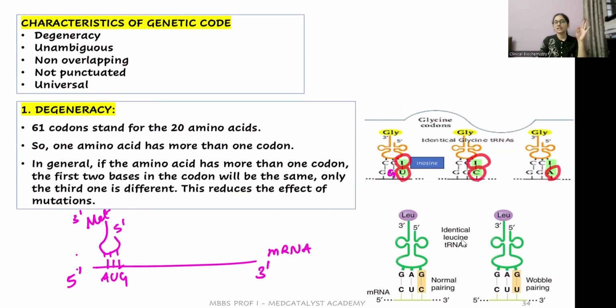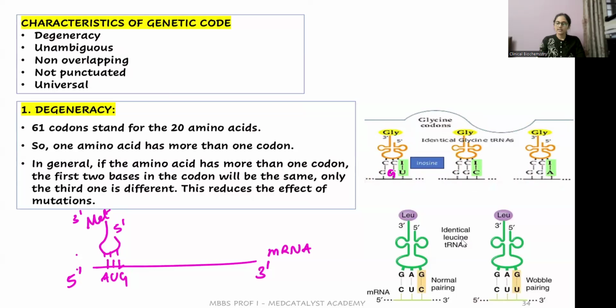What is this I? I is for inosine. That is what is making this wobble pairing. So this I can bind with U or C or A. Just one glycinyl tRNA can bind with three different codons. It is carrying only the glycine. So for these three codons, I can have glycine only. Understood? So that is how I have one amino acid which can have more than one codon.